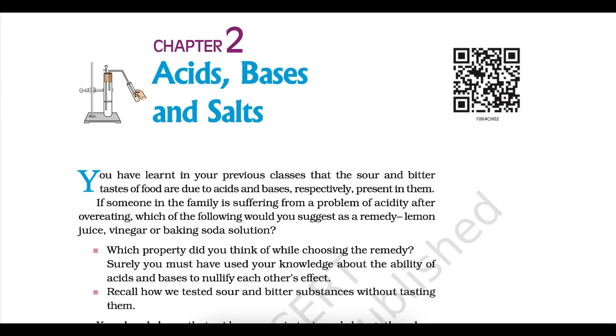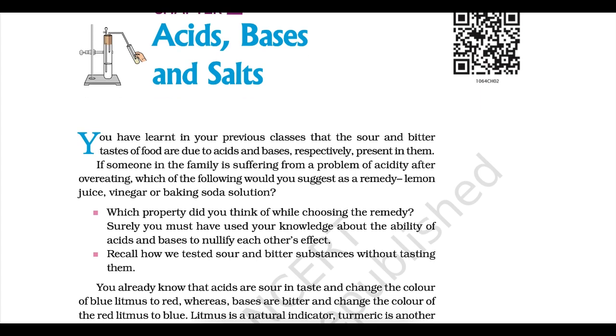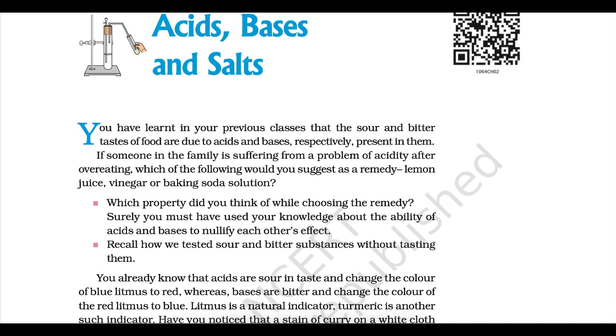Let's start. You have learnt in your previous classes that the sour and bitter tastes of food are due to acids and bases, respectively, present in them. If someone in the family is suffering from a problem of acidity after overeating, which of the following would you suggest as a remedy? Lemon juice, vinegar, or baking soda solution? Which property did you think of while choosing the remedy? Surely you must have used your knowledge about the ability of acids and bases to nullify each other's effect.